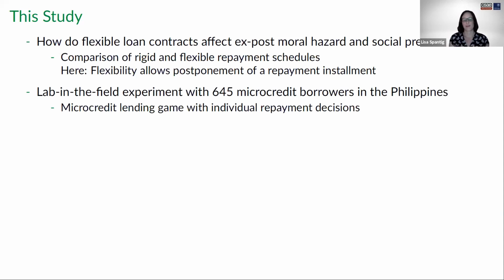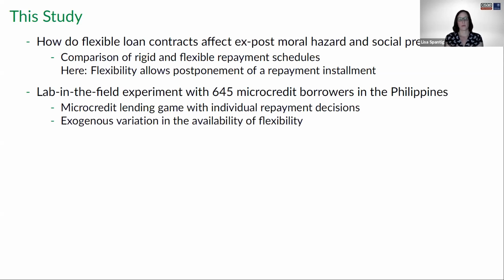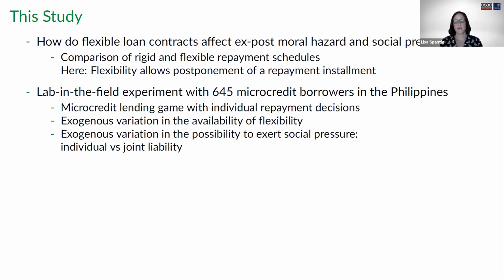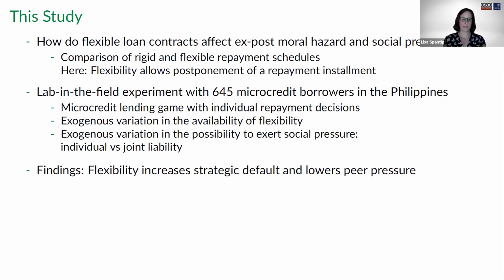And how do we do this? Well, we set up a lab in the field experiment with 645 microcredit clients in the Philippines, and we play a microcredit lending game where we can focus on individual repayment decisions. Importantly, we exogenously vary both the availability of flexibility and the possibility to punish and exert social pressure by changing the liability structure. So either people face individual or joint liability.